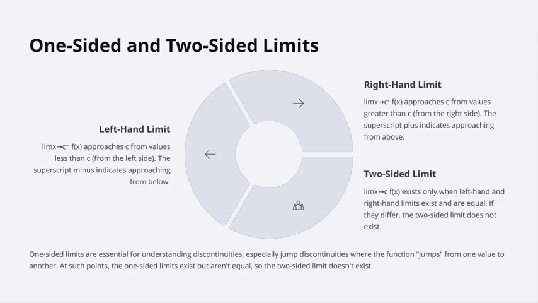One-sided limits are especially important when analyzing discontinuities, like jump discontinuities. In such cases, the function jumps from one value to another, meaning the one-sided limits at that point exist but aren't equal. Because of that, the overall two-sided limit doesn't exist. So, understanding these limits helps us grasp the overall behavior of functions at specific points, especially when functions are not continuous. This insight is crucial for the broader theme of analyzing how functions behave near points of interest.